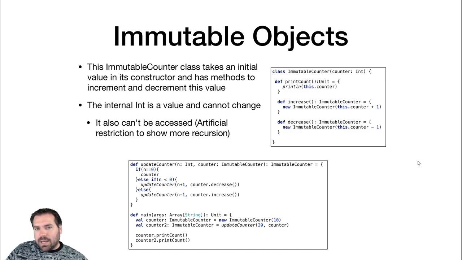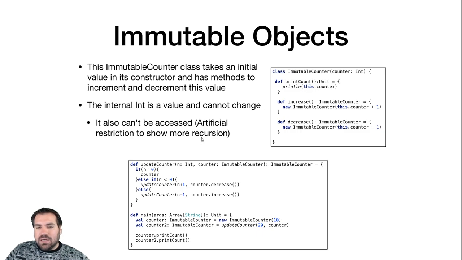So here's an example of that. This is a class that we're using to simulate a counter. I have some integer value, some initial value, and I can either increase or decrease that value, and I have a way to access that value through this print count, which is just going to print its value to the screen.